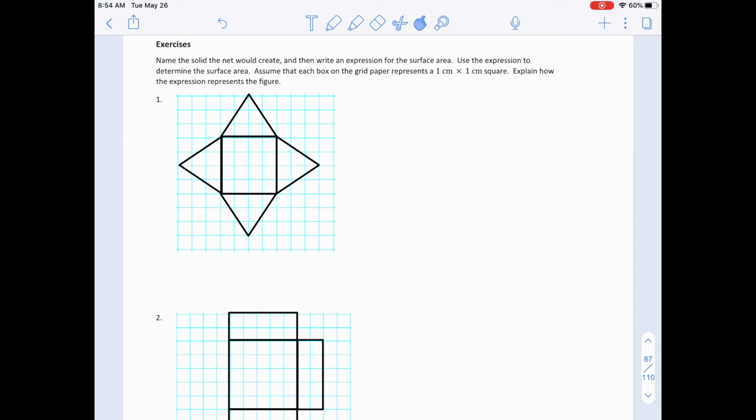Okay, so we should have the square. So first, this is a square pyramid because it has a square base and then it has triangular sides or triangular faces. My surface area, notice I have this square, 1, 2, 3, 4 is the length. 1, 2, 3, 4 is also my width. So I can write this as 4 centimeters times 4 centimeters.